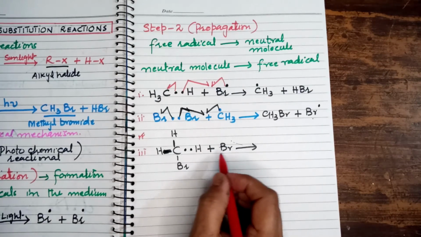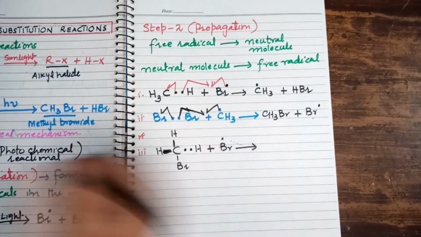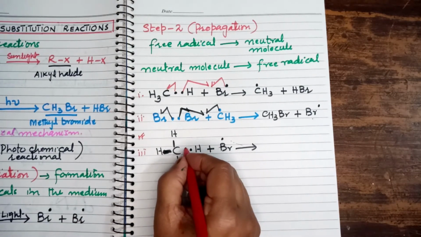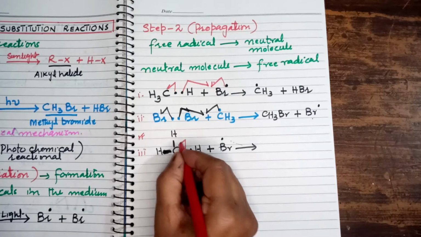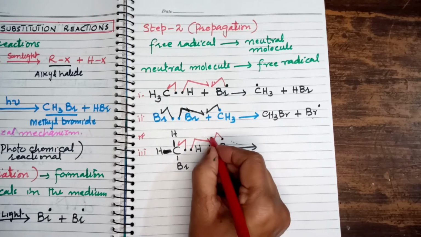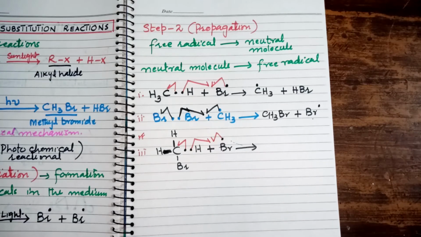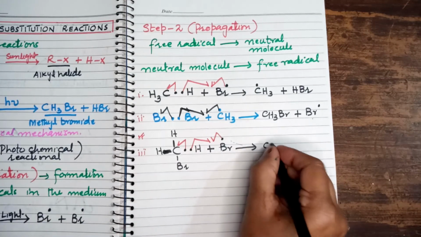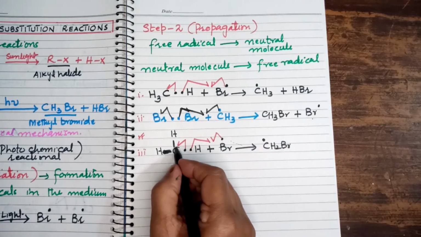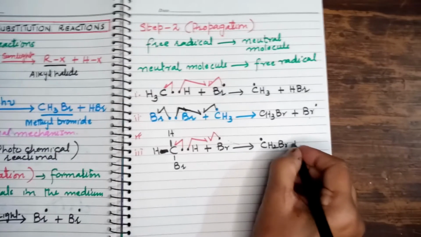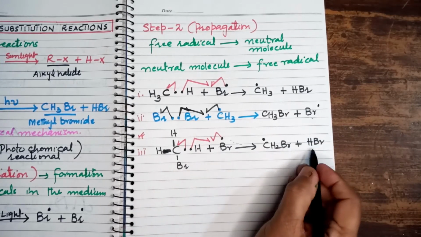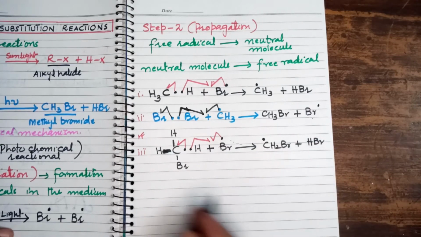This bond which is present between carbon and hydrogen, again this bond is homolytically cleaved. This single electron shifted on this carbon, and hydrogen contribute its electron here, bromine contribute its electron here, right? So after the reaction we have CH2Br free radical, since single electron shifted on this carbon, plus bromine free radical, it is changed to HBr, a neutral molecule, right? A neutral molecule is formed.